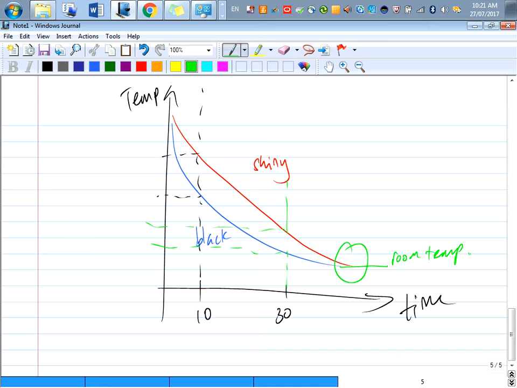Then the conclusion at the bottom of the page, please go and highlight it. Dull and black surfaces are better emitters of infrared radiation than shiny and silver surfaces.